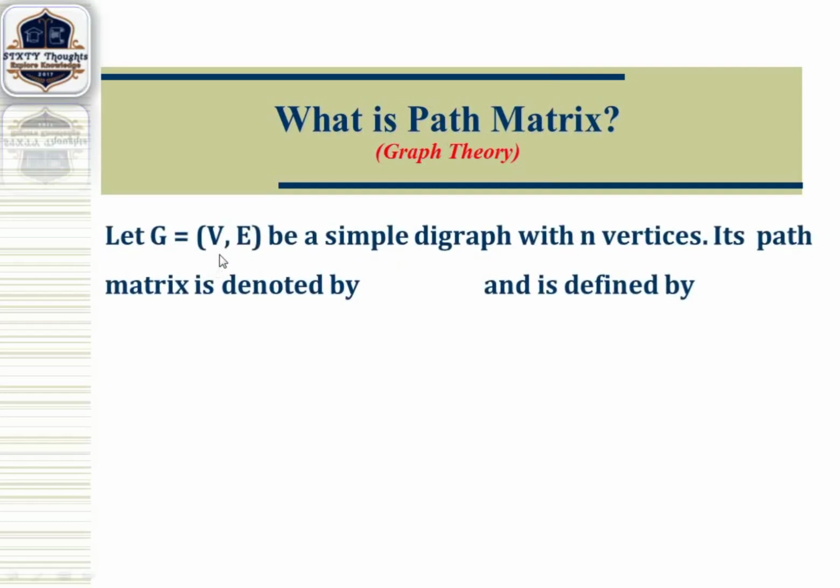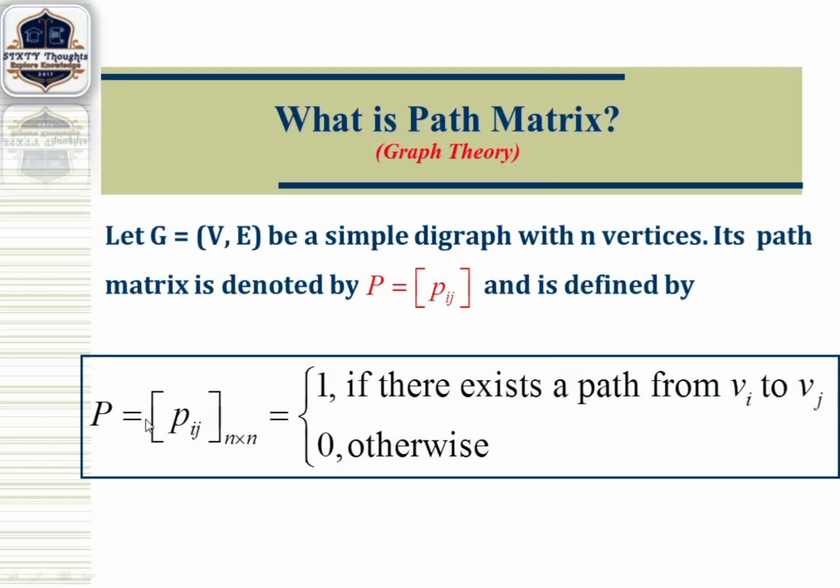Let G equal to (V, E), where V is nothing but the vertex set and E is called the edge set, be a simple digraph. A digraph is nothing but what? A simple directed graph with n vertices. And the path matrix is denoted by capital P equal to [Pij], and is defined as capital P equal to [Pij] n by n.